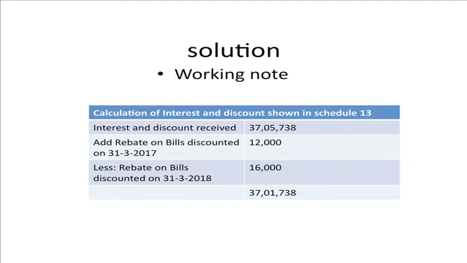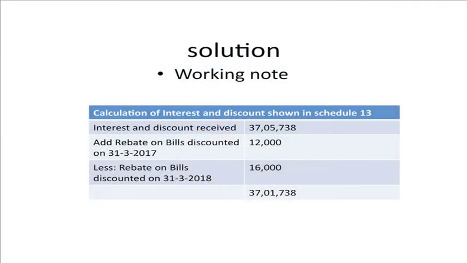So add rebate on bills discounted on 31st March 2017 for 12,000 and less rebate on bills discounted on 31st March 2018, that is 16,000, because it is a provision on unearned discount. So provision of current year will be reduced and previous year is reversed. So previous year would be added and current year would be reduced from our incomes, because it is a part of unearned discount. So the aggregate value is coming, which is to be shown under schedule 13 for the income of interest and discount is 37,01,738.